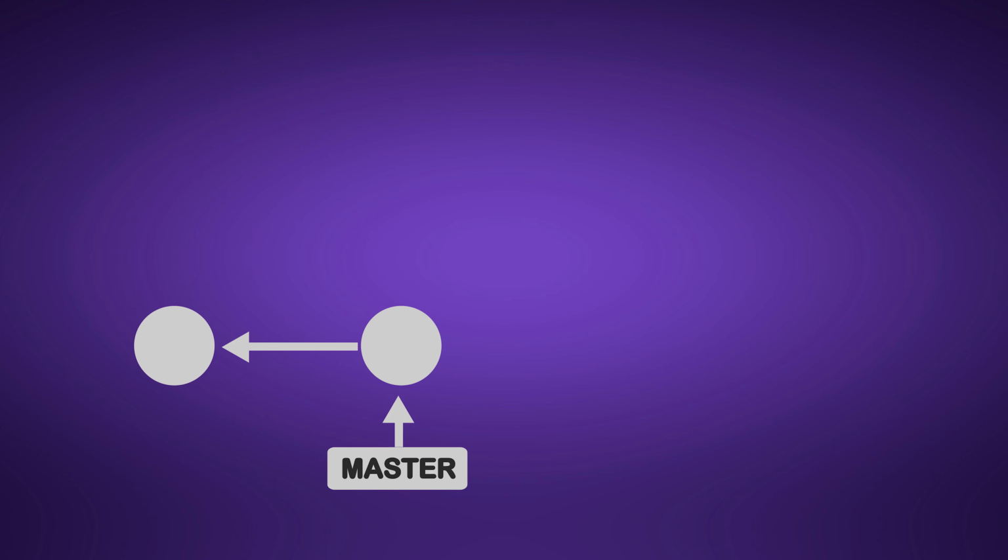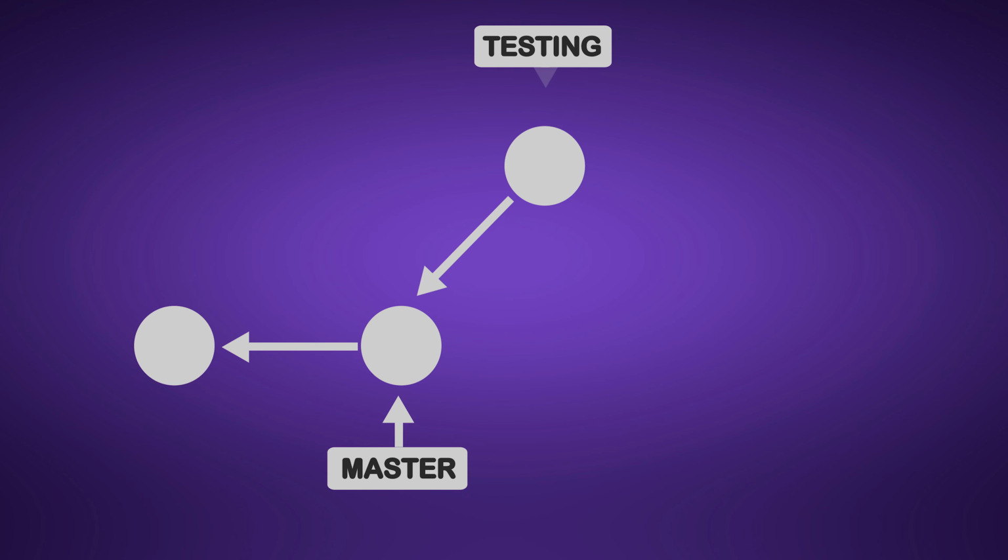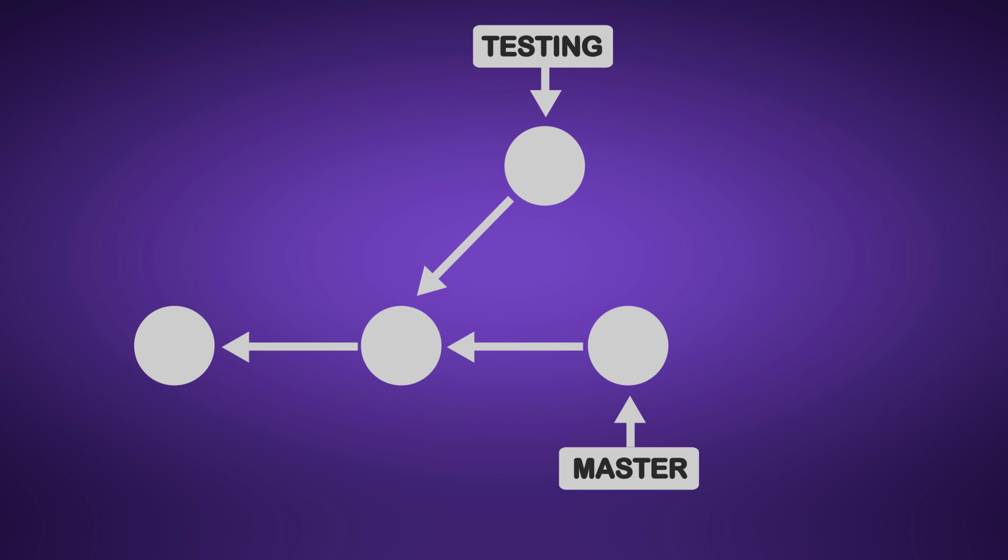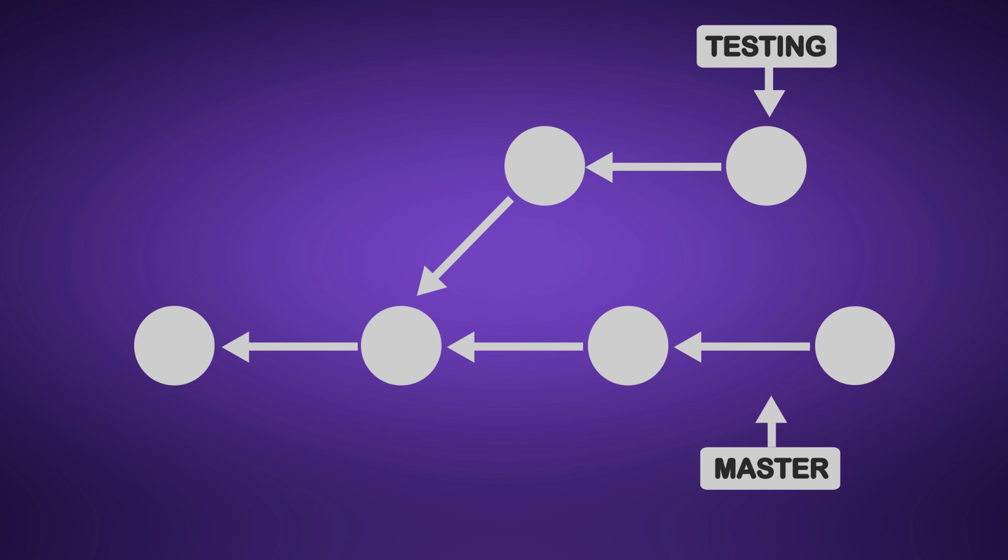Now, let's say at this point, we create another branch called testing. Here, Git creates another pointer for the testing branch. So, whenever you make commits in master or testing, Git keeps track by moving the pointer forward along with the branch. But how does Git know which branch or commit you are currently on? For that, Git uses another pointer called HEAD.